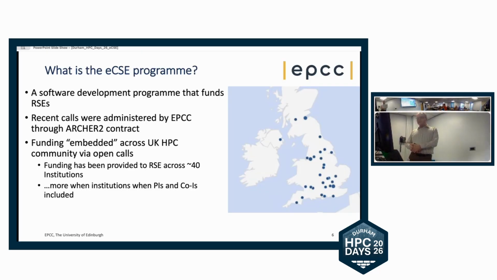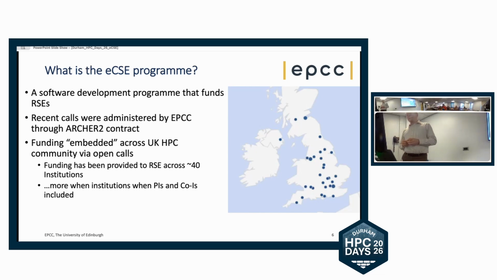So what is the ECSE program? It's basically a software development program that funds RSEs. I'll come on in a minute to what the constraints are in terms of which RSEs and how much, and what we actually fund. But basically, it's a software development funding program. So recent calls were administered via EPCC via the Archer 2 contract. Archer 2 is the UK National Supercomputing Service, and the calls have run through that program.